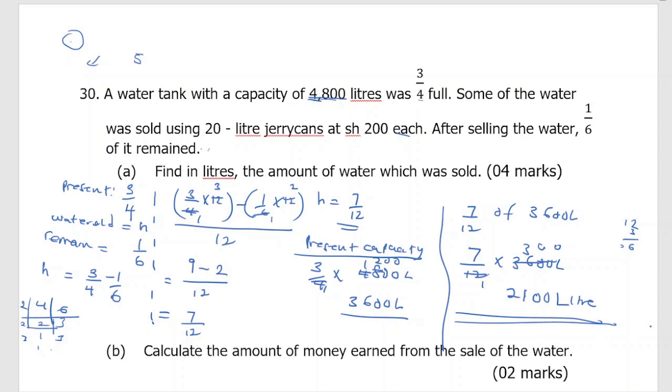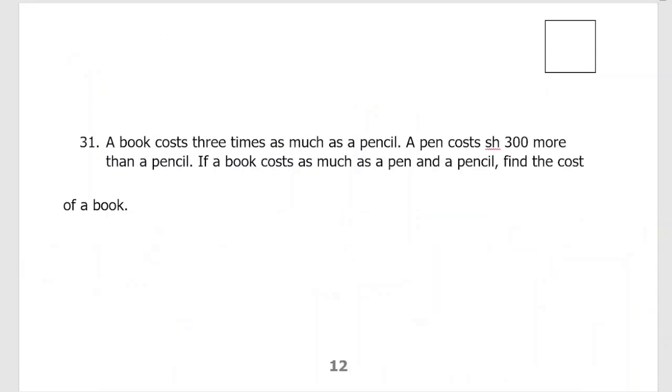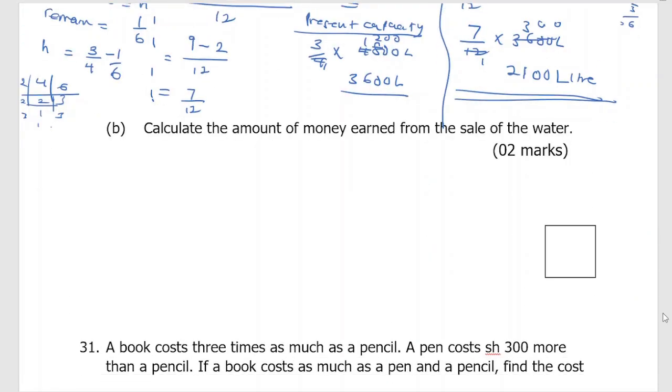Then we go to part B. They tell us to capture the amount of money earned from the sale of water. Remember they told us that they sold it in 20 liter jerrycan. So for every 20 liters she was earning 200 shillings.